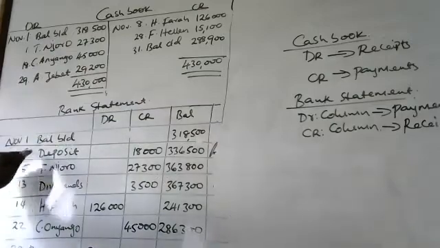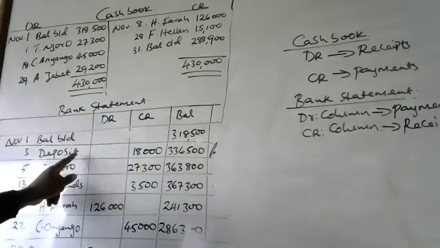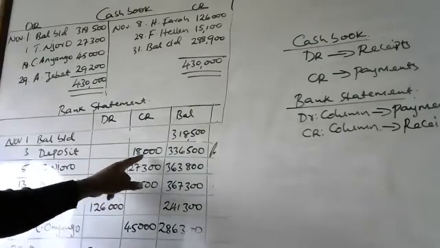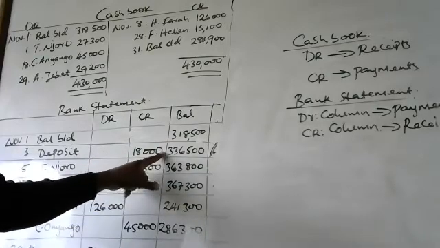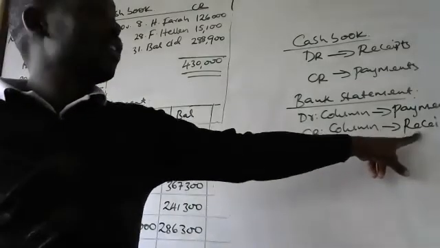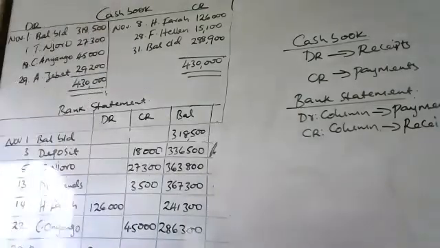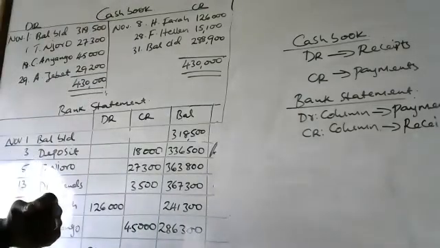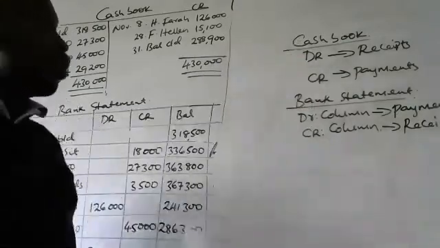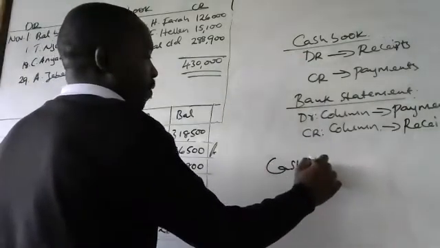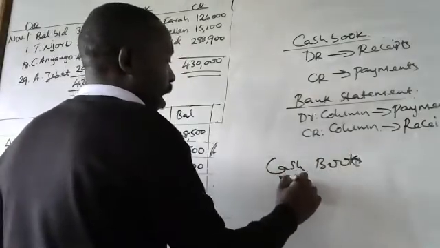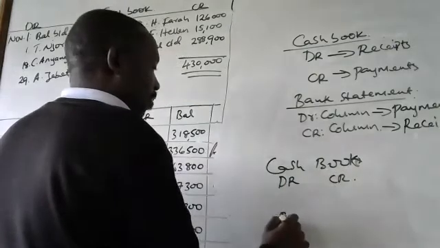When we go to that, there was a deposit. Deposit means money coming in. This money coming in, you can find that it is actually on the credit column. That's why we are saying the credit column records receipts. But on the cash book, the debit side records receipts. So you have actually something like this: the cash book, debit and credit, and the bank statement.